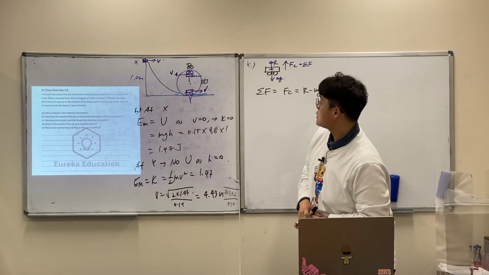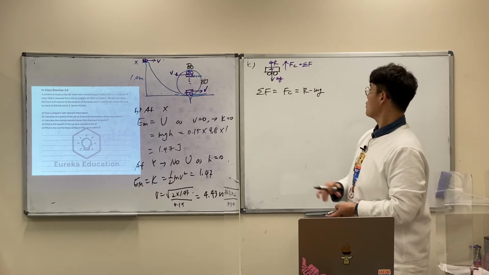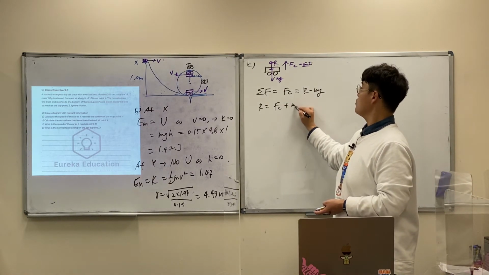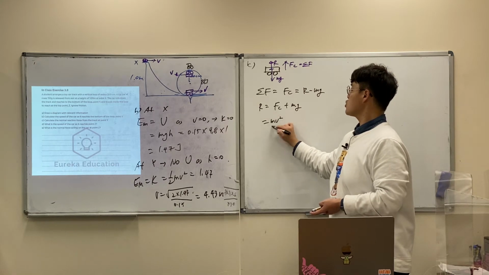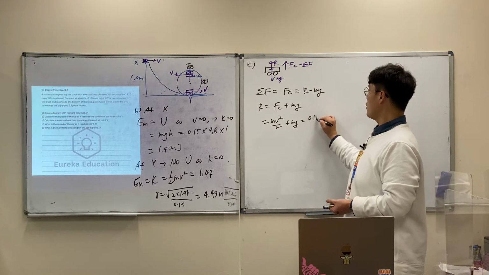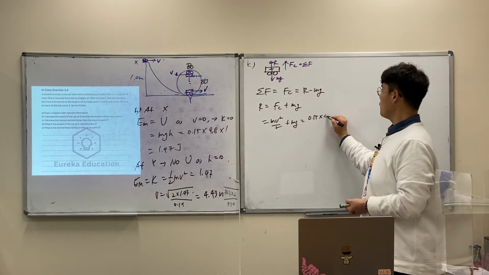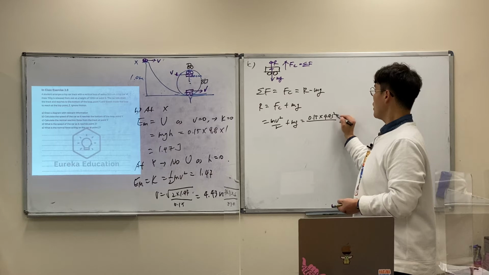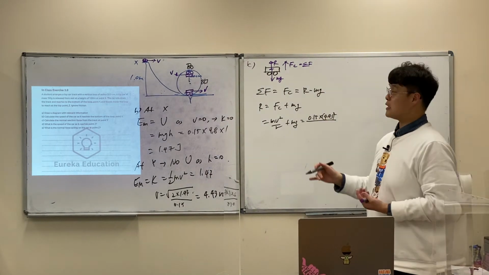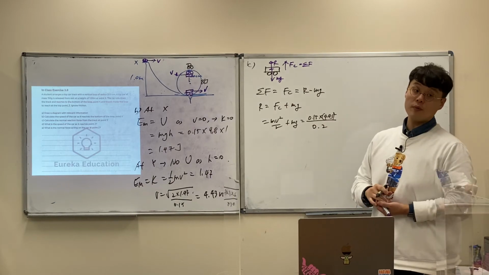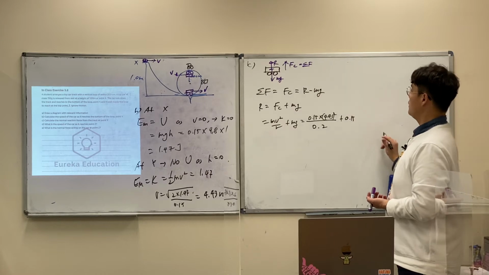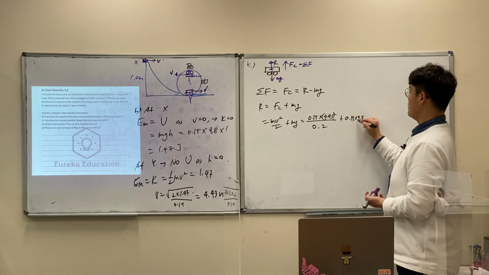Okay, what's question C asking? It's asking you for the normal reaction force. So R equals Fc plus mg. That's mv squared over R, plus mg. Let's substitute all the values. 0.15 times v, which was given as 4.43, squared, divided by R. The radius is given as 20 centimeters, which means you need to convert that into meters, 0.2. Plus m, 0.15, times 9.8.